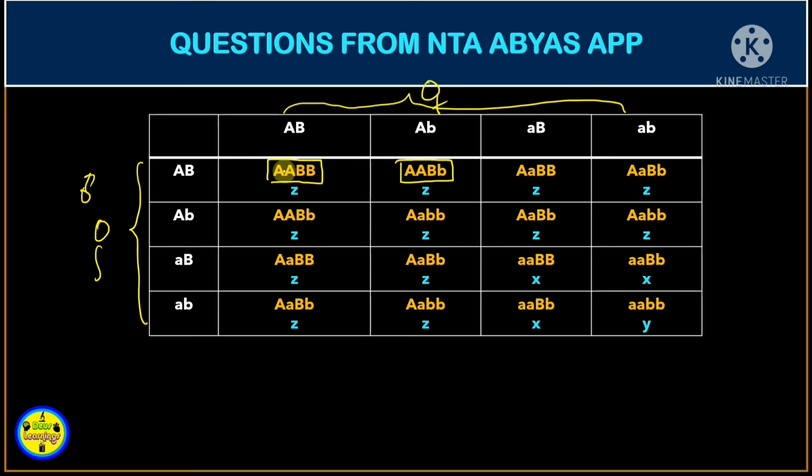Now you have to consider that if there is even a single capital A, the phenotype is always going to be the one determined by the epistatic gene. So here it is Z. Wherever there's a capital A, it's going to be Z, because it is suppressing the character of both capital B and small b. Wherever there is the recessive form of the epistatic gene, capital B is going to express its character, so here it's going to show X. But here the epistatic gene is present, so it is showing its own character Z. Here also it's showing Z.